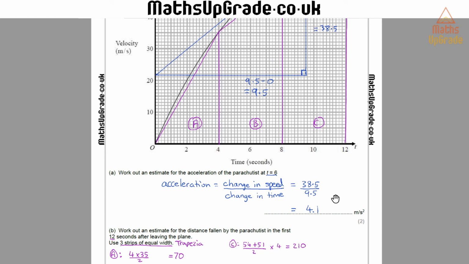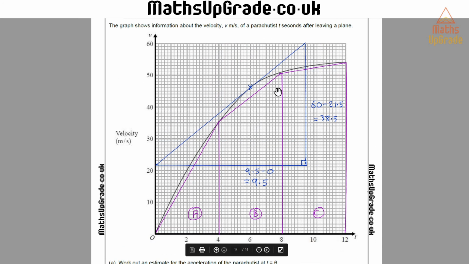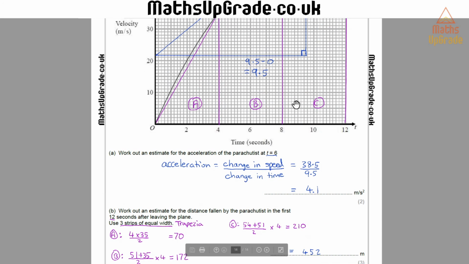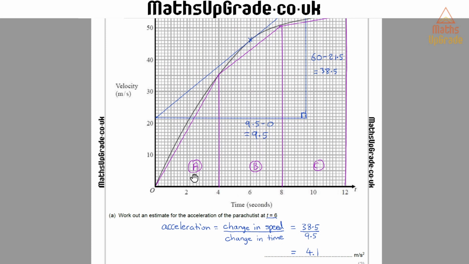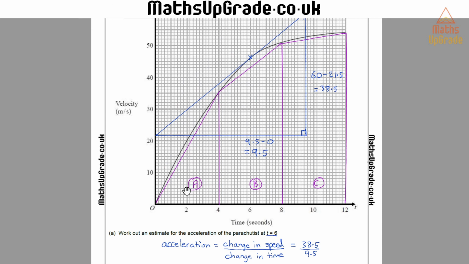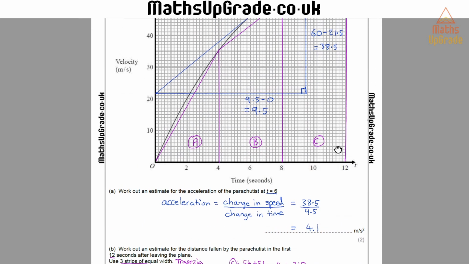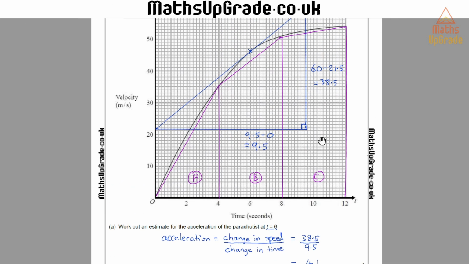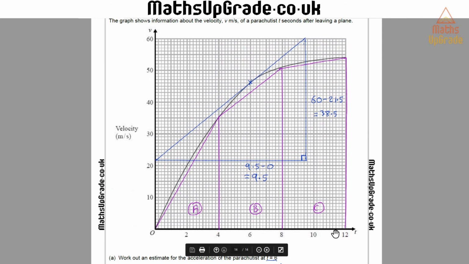Part B. Work out an estimate for the distance travelled by the parachute in the first 12 seconds after leaving the plane. I've done this in a different colour here just to show that's a different part of the question. Section A here is a triangle, section B is a trapezium, and section C is a trapezium. If I find the areas of these 3 sections, that will give me an estimate for the distance fallen by the parachute, since the velocity times time gives displacement. In other words, it's the distance.